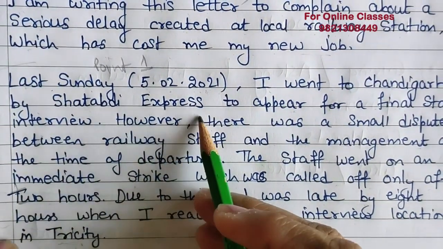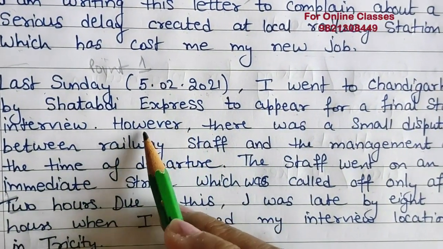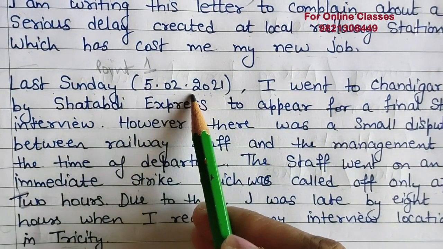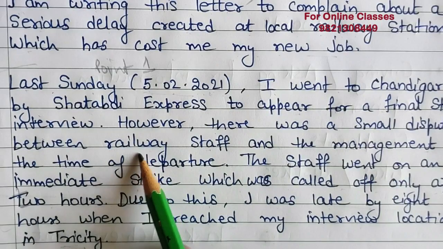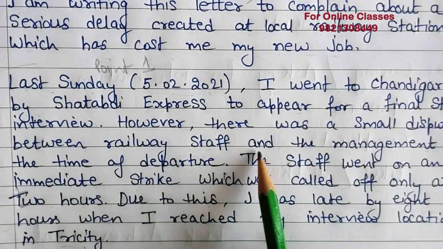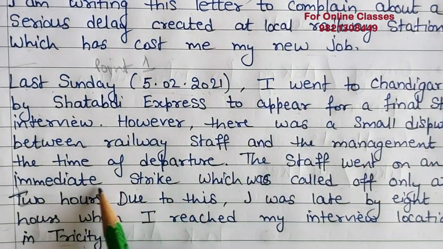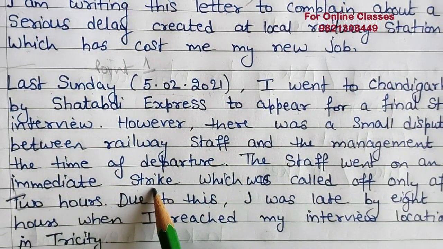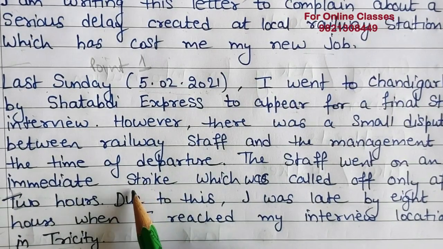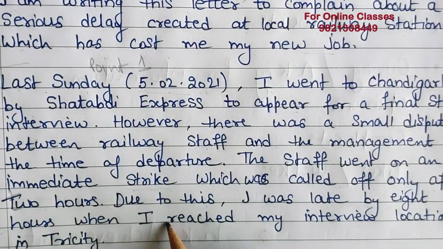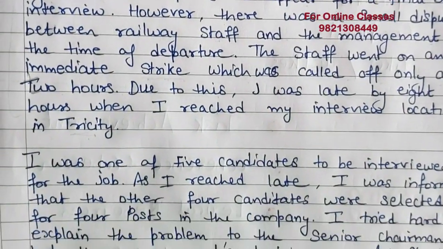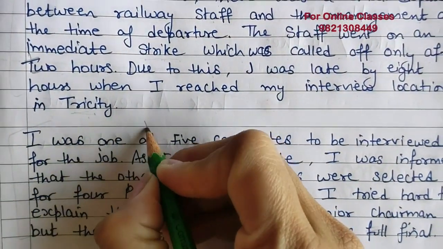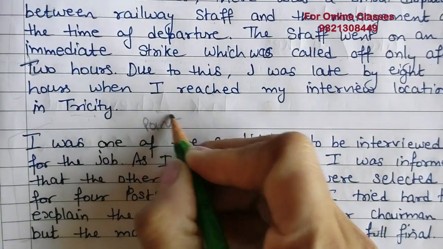Okay, so in the first paragraph I am just explaining the reason, giving the reason for the first bullet point. When you traveled and what happened on that day. When you traveled, this is the answer for when you traveled, and this is the answer here, small dispute between railway staff and management. Due to this strike had happened there, and for this point, I have written all this explanation.